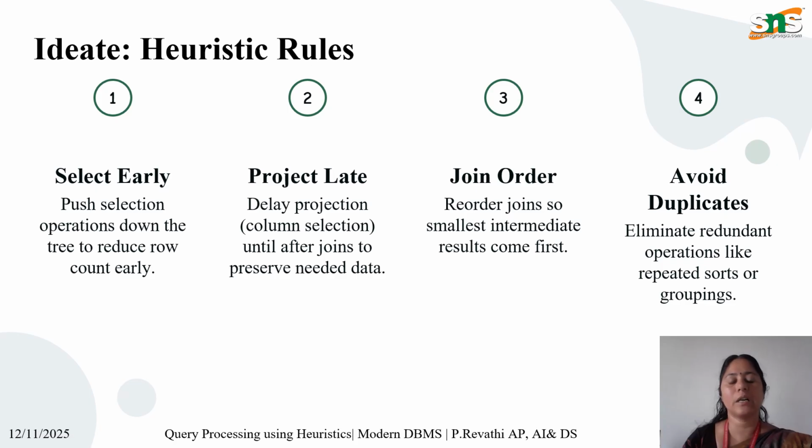Second one is project late. That means it performs projection after join so we don't lose data. Third one is reorder joins. Reorder joins so that smaller or more selective tables are processed first, minimizing intermediate results. Fourth one is avoid duplicates. Remove unnecessary or redundant operations such as repeated sorting or grouping. These transformations make the query plan more efficient and reduce execution costs significantly.